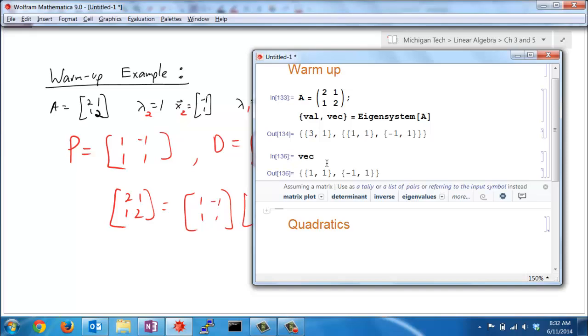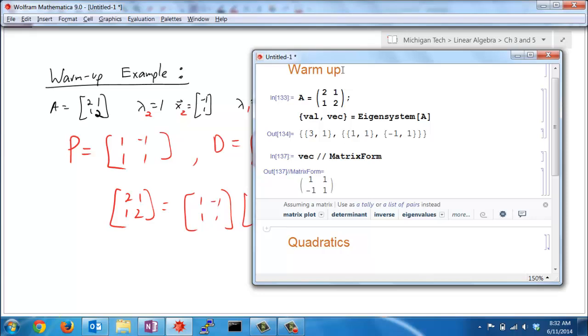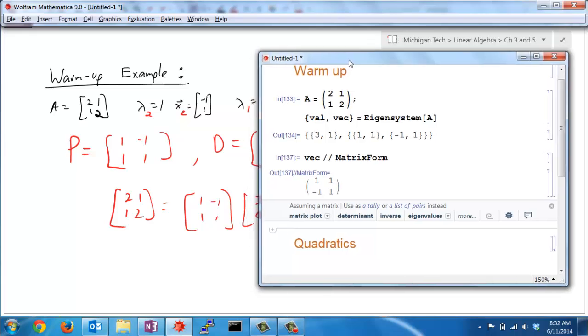So those vectors should kind of be like my P. There's only one problem. If I look at this in matrix form, is that what I want my P to be? What's wrong with it? Yeah, that's right. When they give me that list of eigenvectors, they're just giving me a list of the eigenvectors. But when I talk about matrices in Mathematica, it's giving me a list of the rows, not a list of columns.